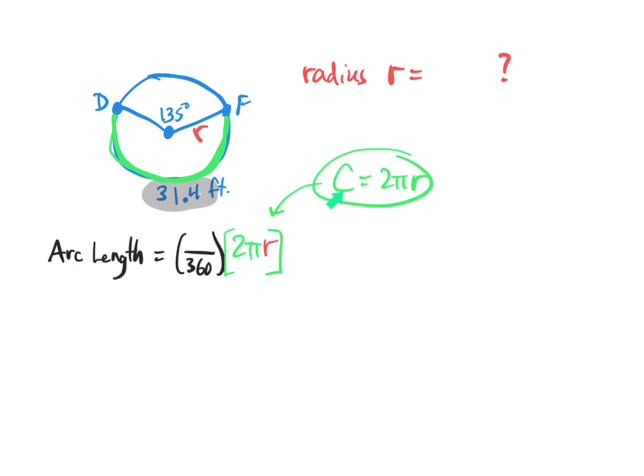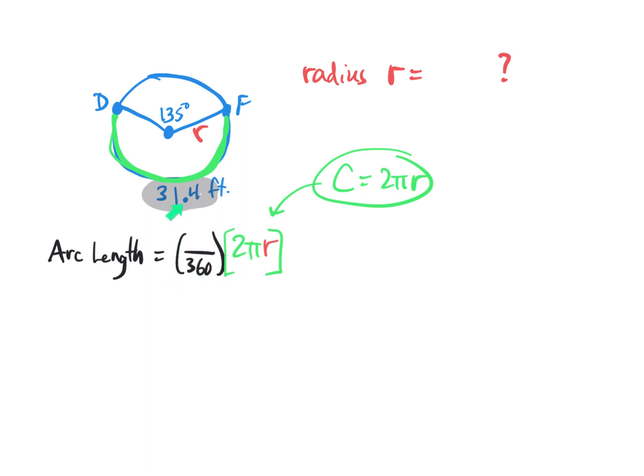We know that circumference is 2 pi times radius, and we know that an arc length is a part of the whole circumference. It's a fraction of the whole circumference, and so it's the measure of its central angle divided by 360 times the whole circumference.